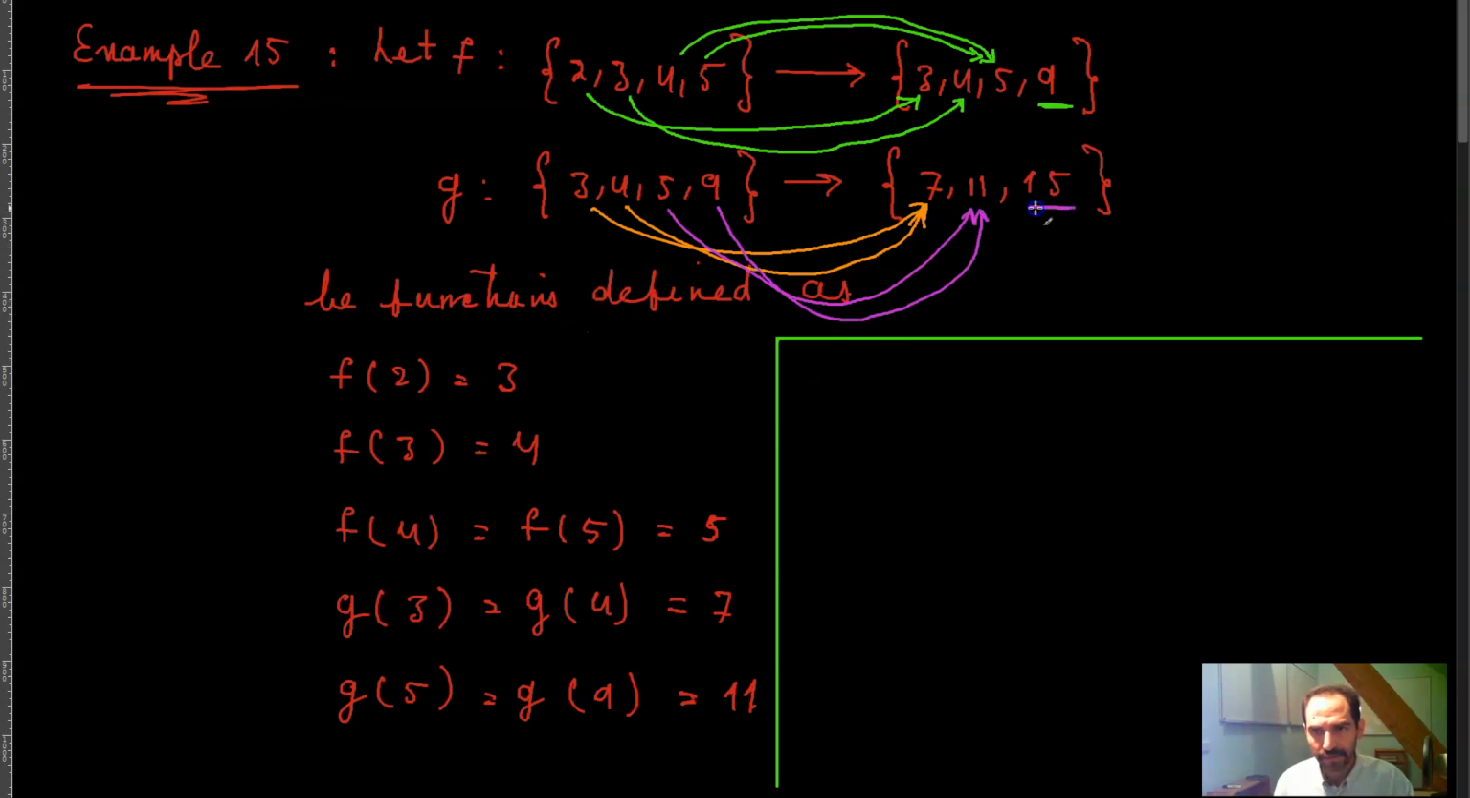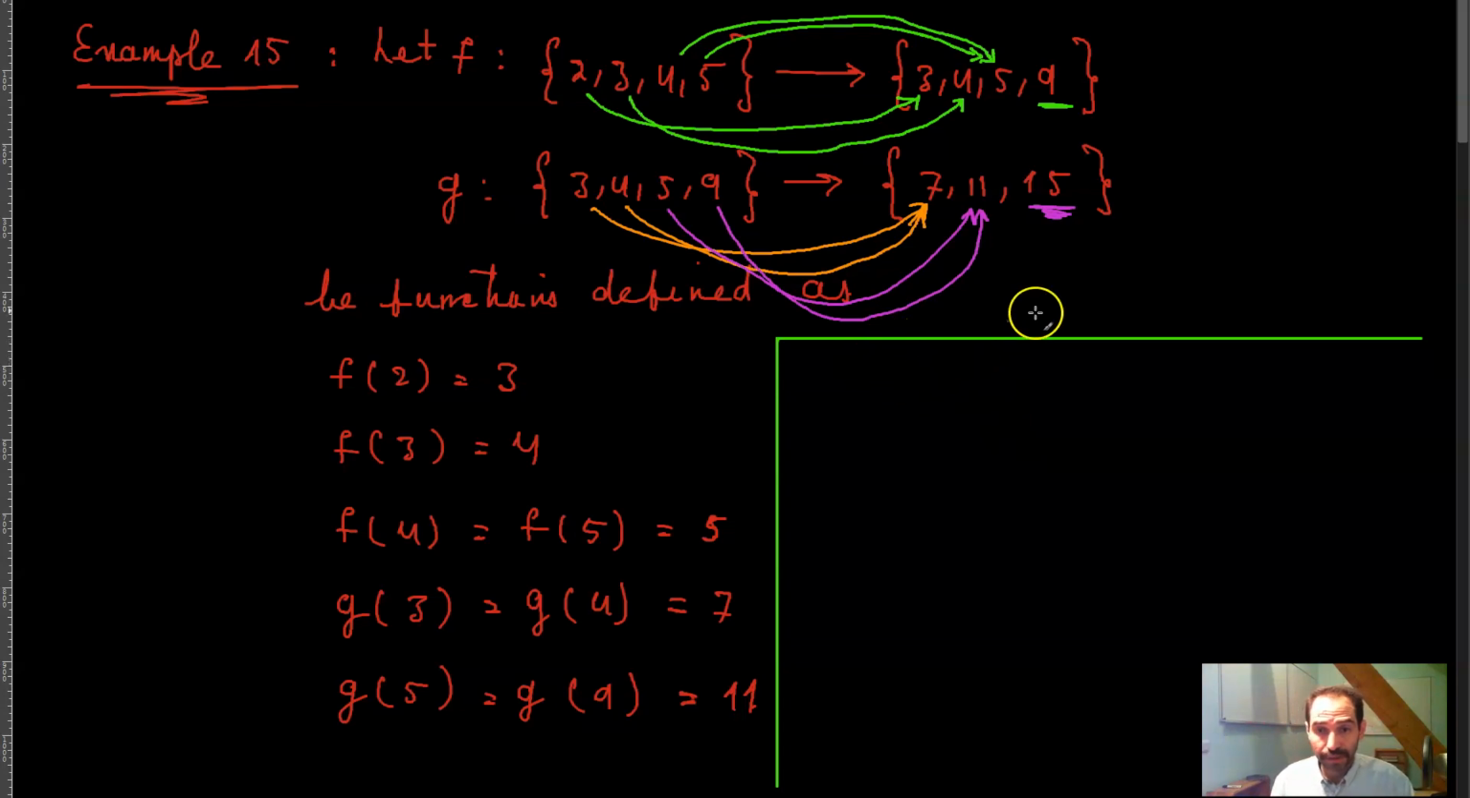And again, you can see that 15 is not the image of any of the elements of the domain of the function, meaning that the function is not surjective, and the function is not injective either, because the images of 3 and 4 are the same, and the images of 5 and 9 are again the same. So none of these functions is injective, none of them is basically surjective, right?